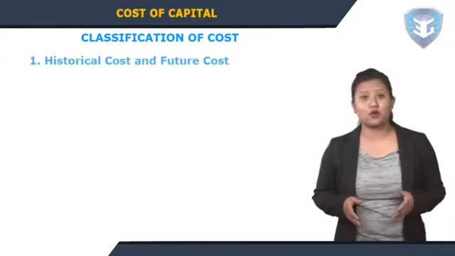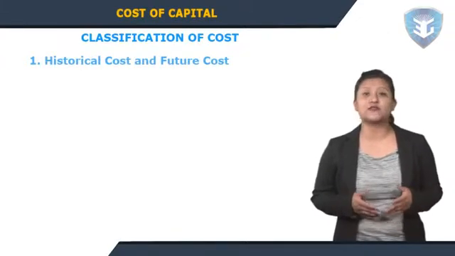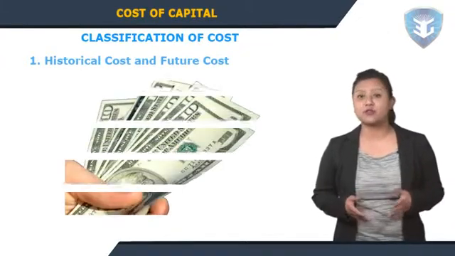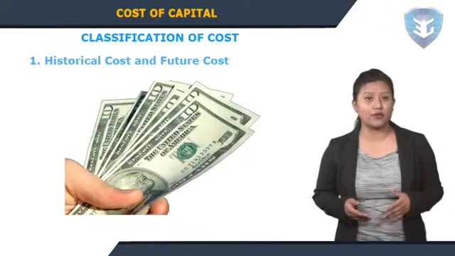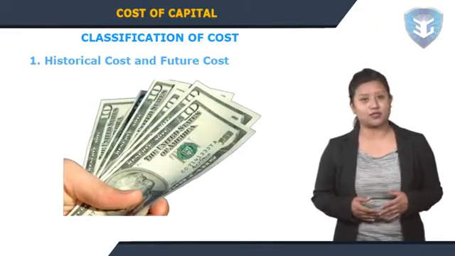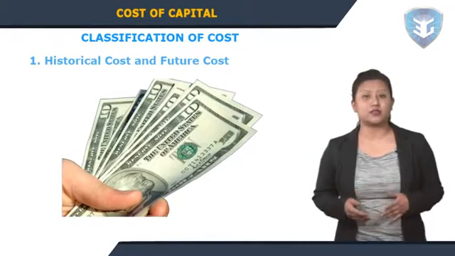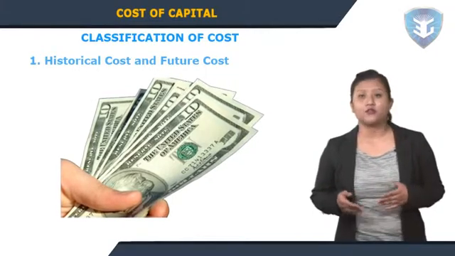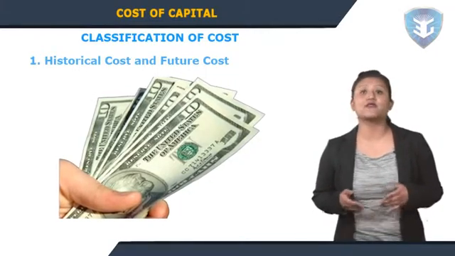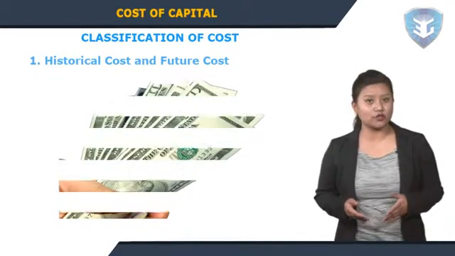There are various types of cost, such as historical cost and future cost. Historical cost represents the cost which has already been incurred for financing a project. It is calculated on the basis of past data. Future cost refers to the expected cost of funds to be raised for financing a project.